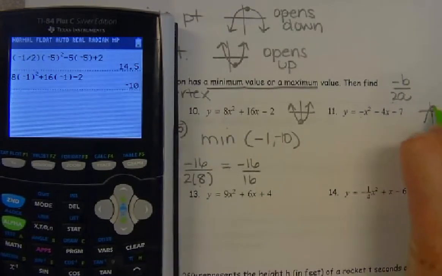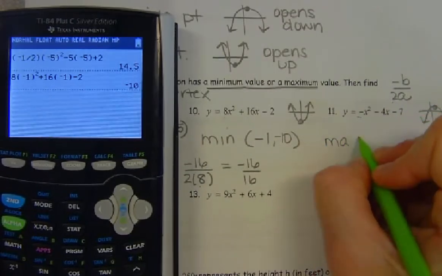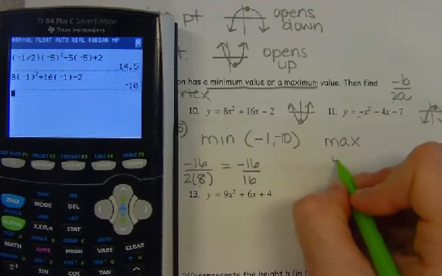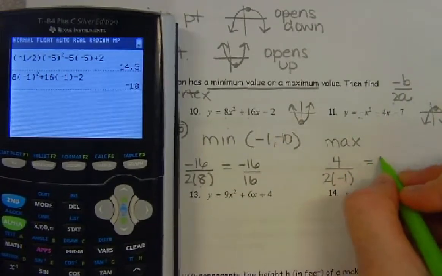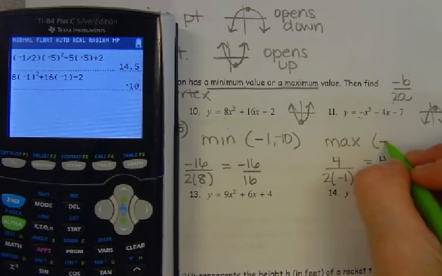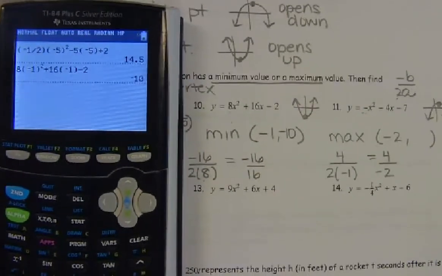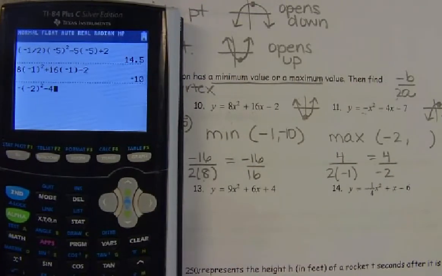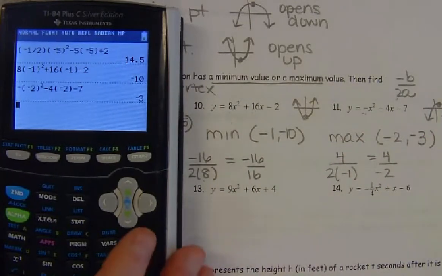This one's going to open down because of the negative out front, so this one's going to have a max. I take the opposite of b, 4, over 2 times a, which is negative 1. 4 divided by negative 2 is negative 2. I then plug it in. The way I plug this in is I go negative parentheses, negative 2 parentheses squared, minus 4 parentheses, negative 2, minus 7. And I get my y value to be negative 3.